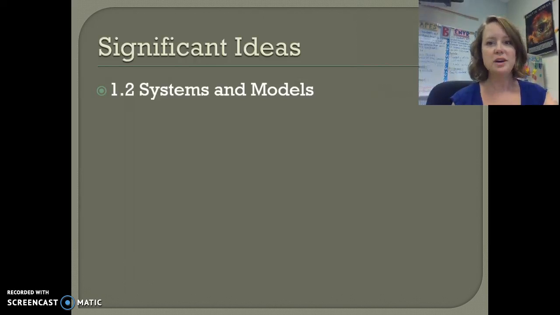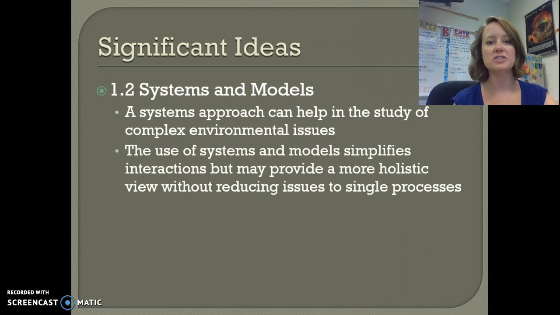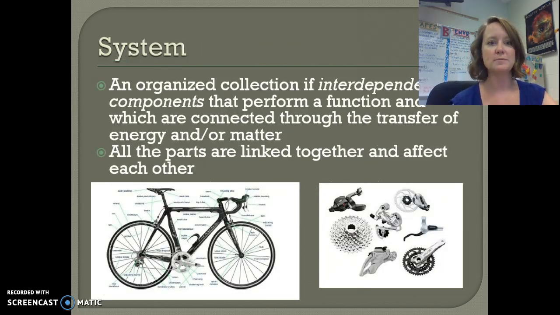In part 2 of topic 1, we are going to be looking at systems and models. We've already talked about how a systems approach will help us in understanding complex environmental issues. So by using systems and models, those models help us simplify the interactions, but also give us a more holistic view of how the Earth works.